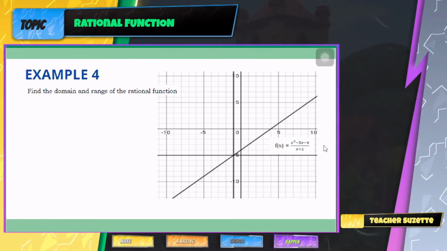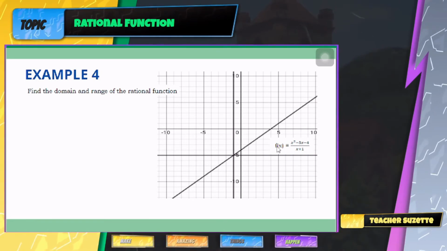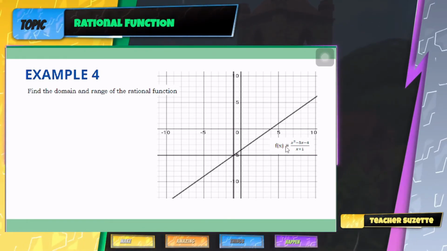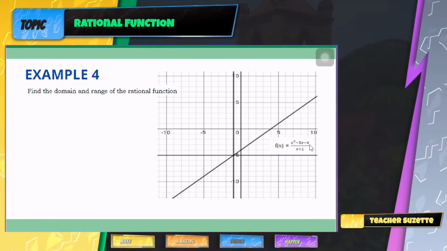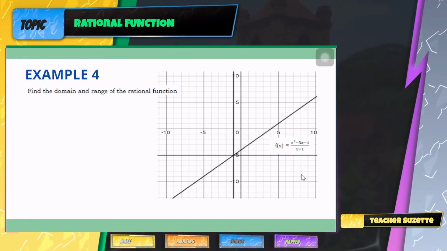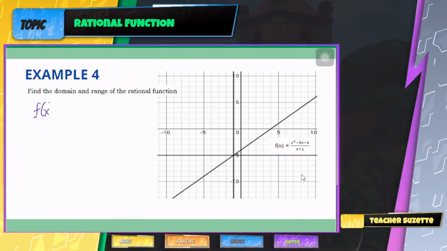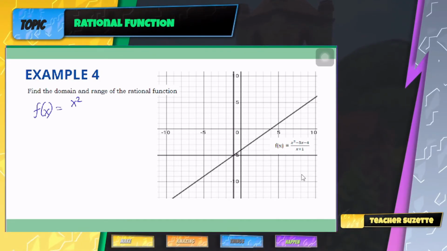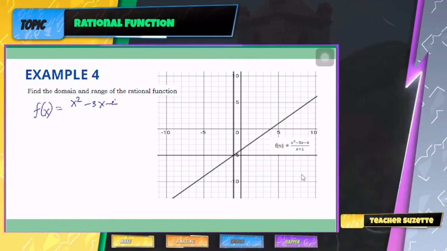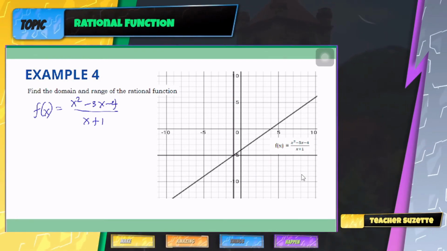And lastly, ayan, meron tayong line which is, this is the graph daw of f of x is equal to x squared minus 3x minus 4 all over x plus 1. You might wonder, ma'am, bakit po linear yan? You have to recall that f of x is equal to x squared minus 3x minus 4. You can simplify this one, right? Diba, sinimplify natin to kanina.